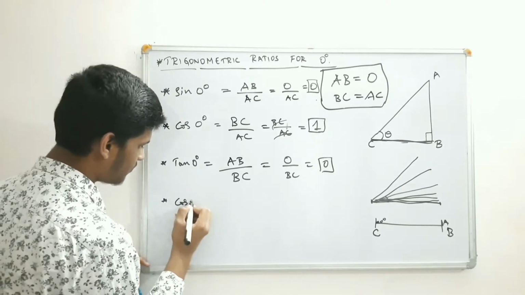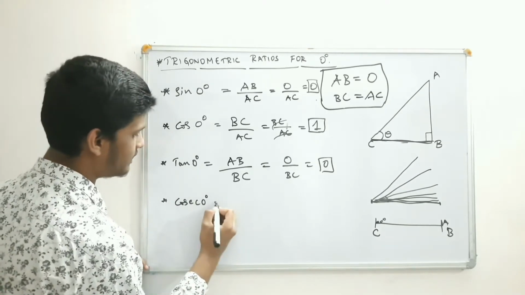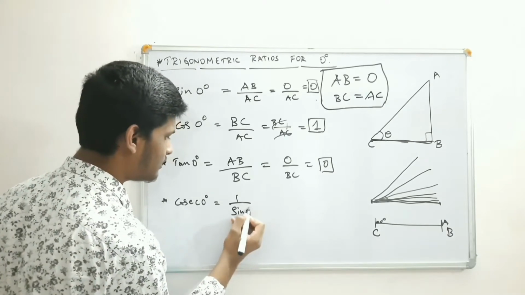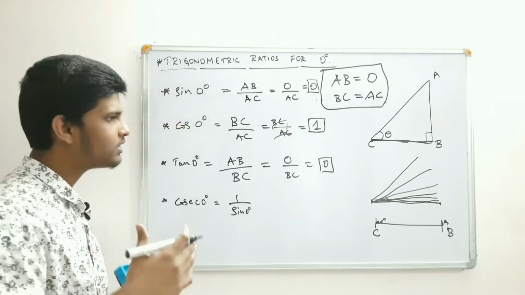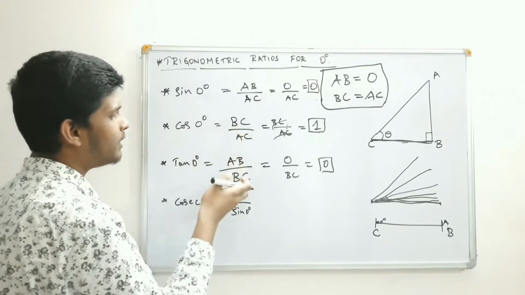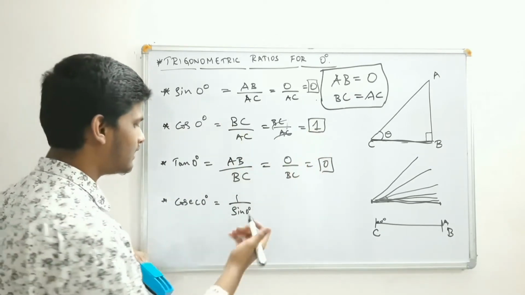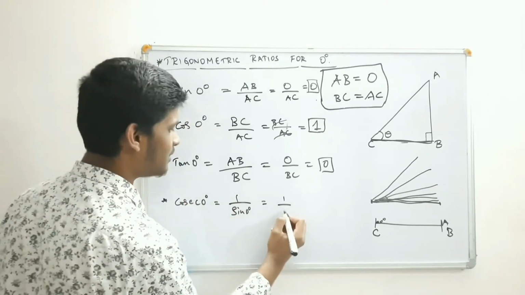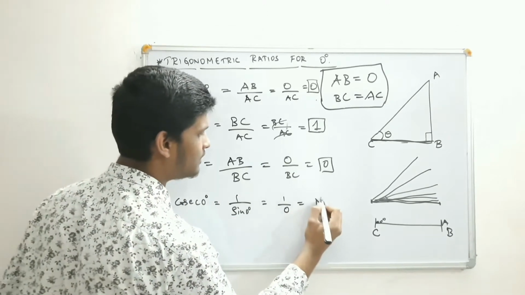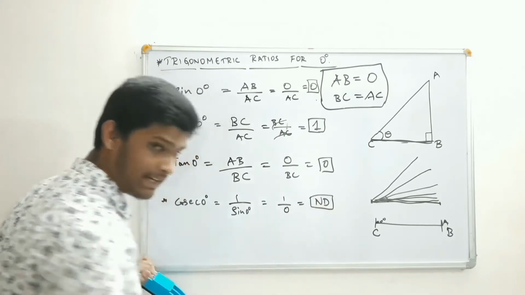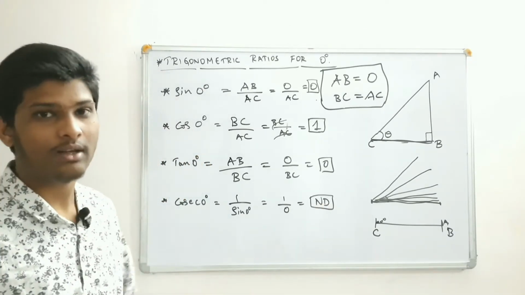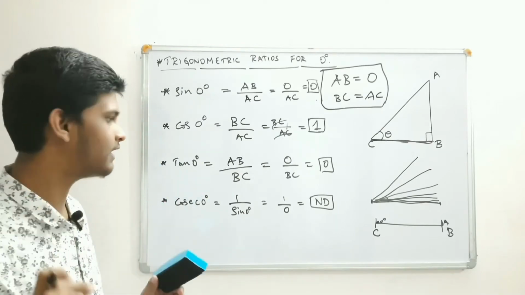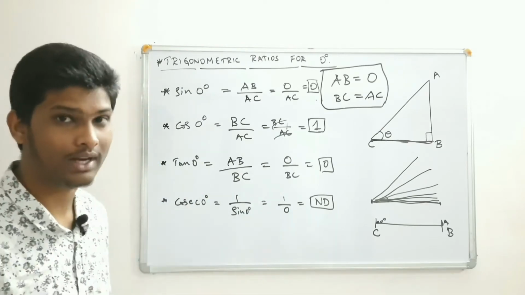Next, cosecant 0 degree is 1 by sine 0 degree because they are reciprocals. So it becomes 1 by 0, and 1 by 0 is not defined. Again and again I am saying it's not infinity. Most places will write infinity, but the correct and exact value we should say is not defined. It's not defined at all.